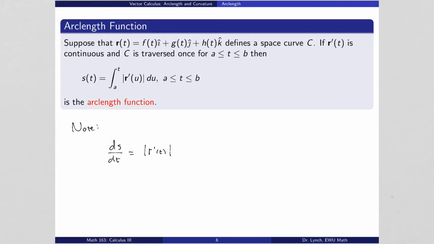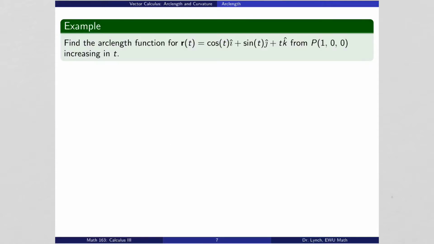So this is something that we can sort of make sense of, and it turns out to be a convenient way to parameterize the curve with respect to arc length instead of with respect to the parameterization t. So here's an example. Let's go ahead and find the arc length function for this curve we looked at before, starting at (1, 0, 0) and increasing in t.